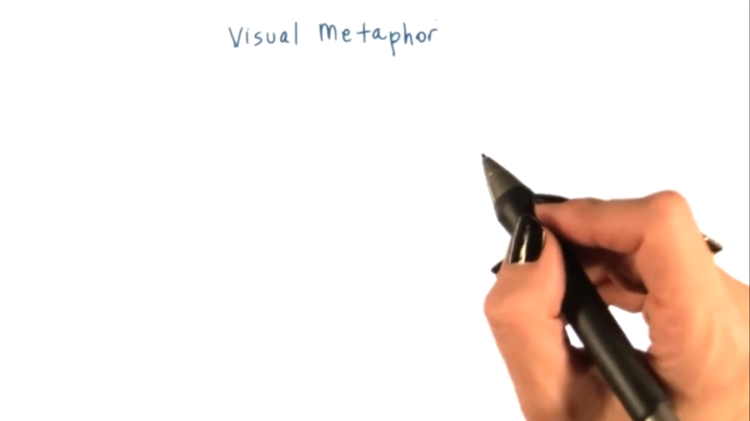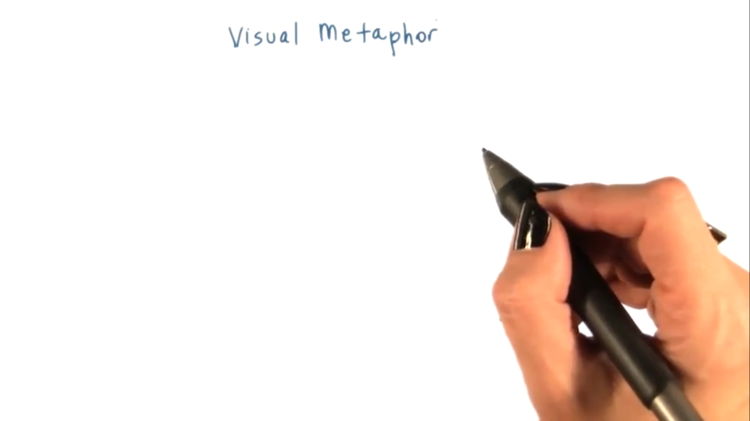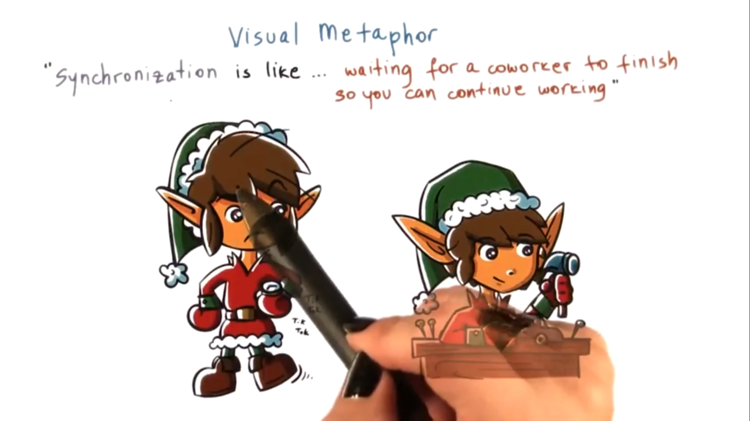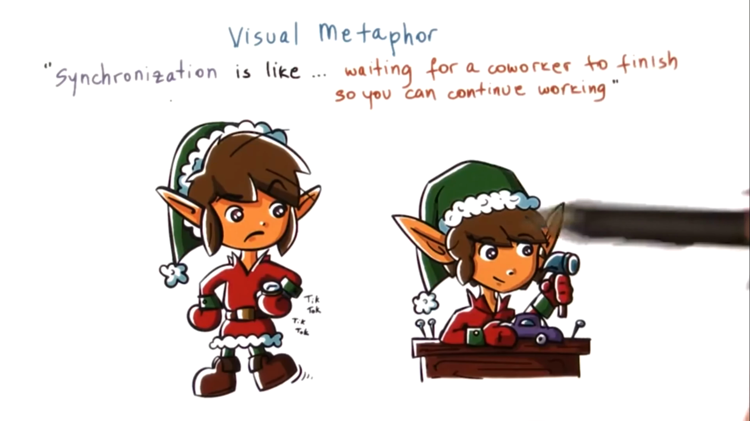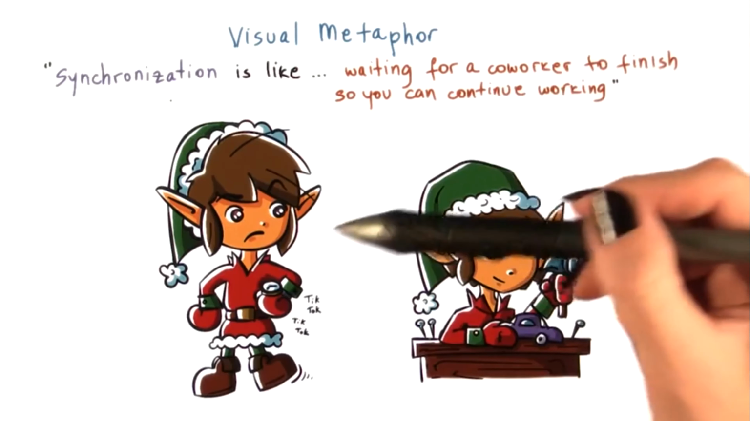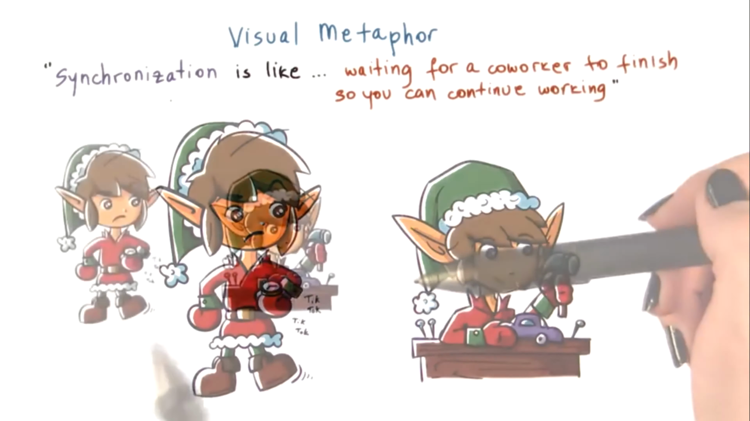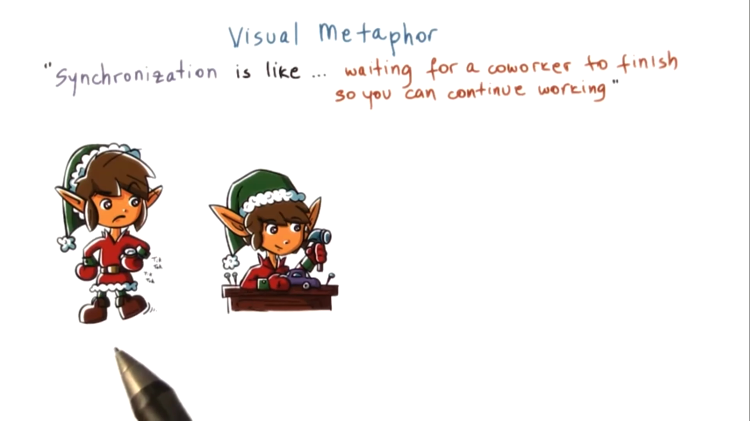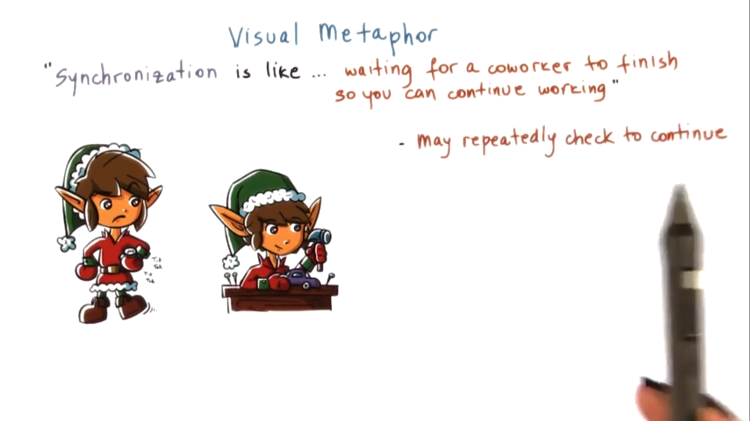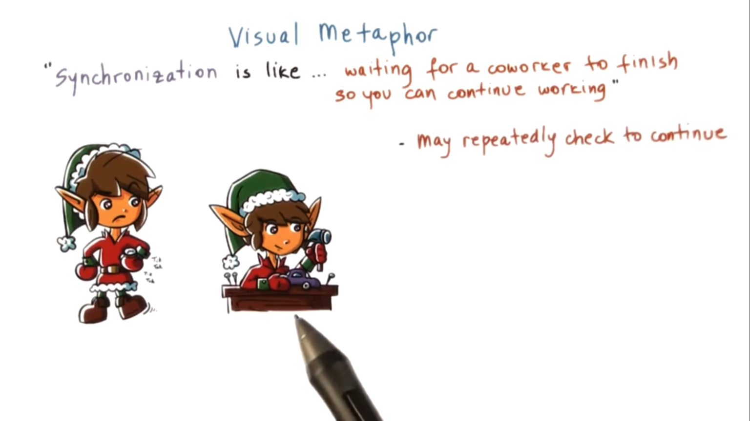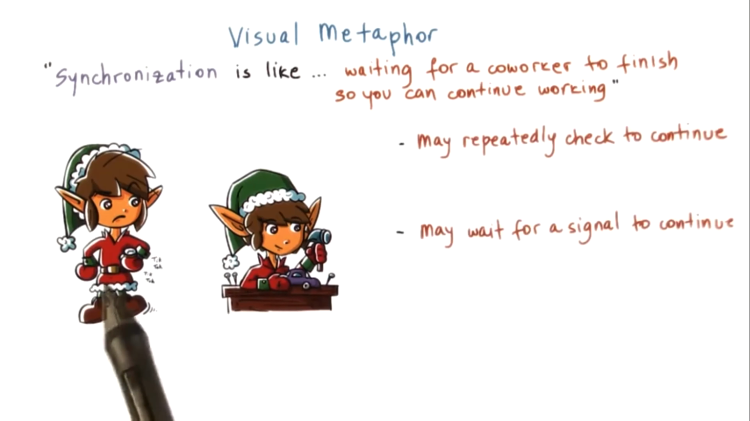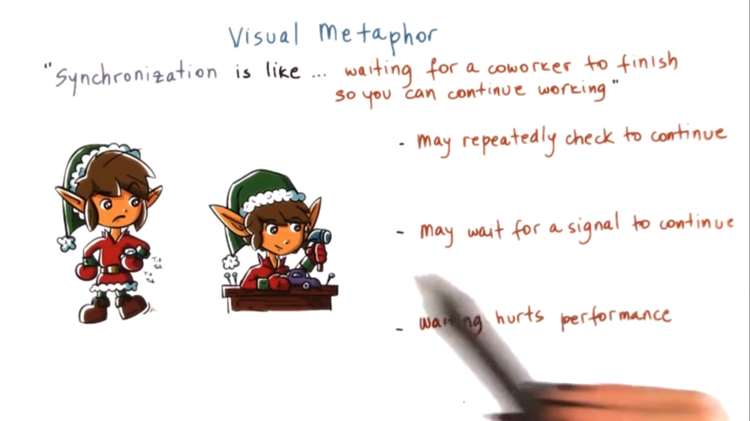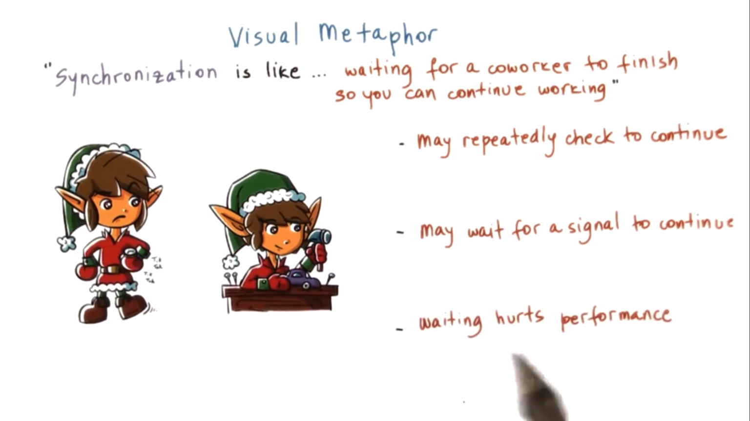Let's illustrate synchronization and synchronization mechanisms using our toy shop example. Synchronization in operating systems is like waiting for a coworker in the toy shop to finish so that you can continue working. When an elf is waiting on a coworker to finish, several things can happen. The elf can continuously check whether the other elf is done, or they can ask the coworker to signal them once they're done. At any rate, the time that an elf spends waiting will hurt the performance of the toy shop.